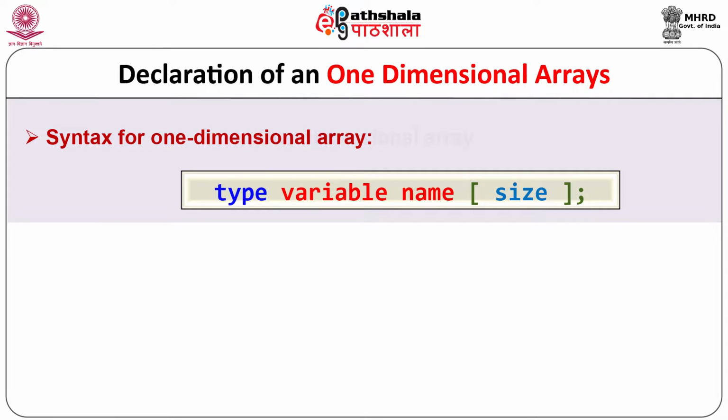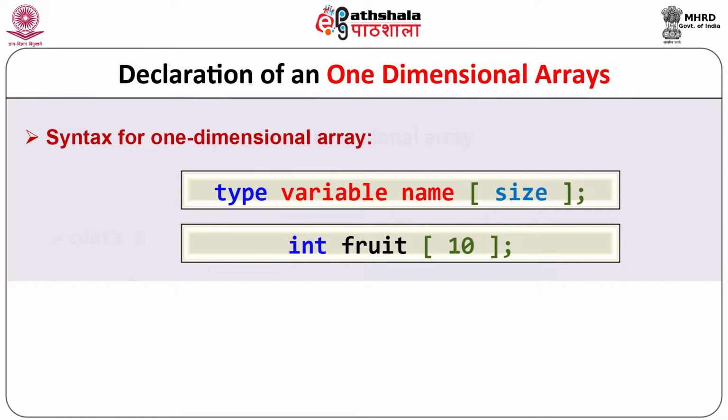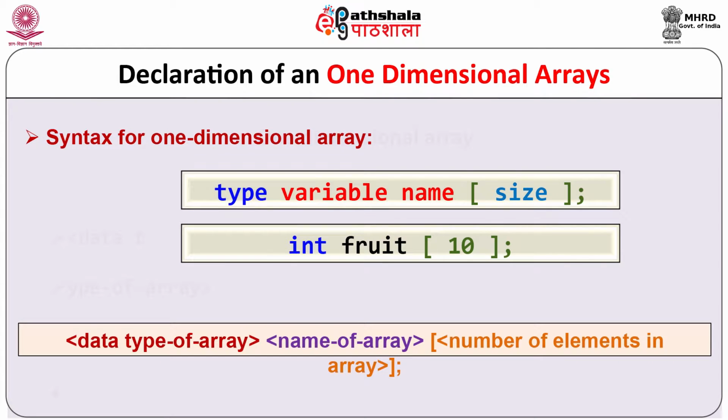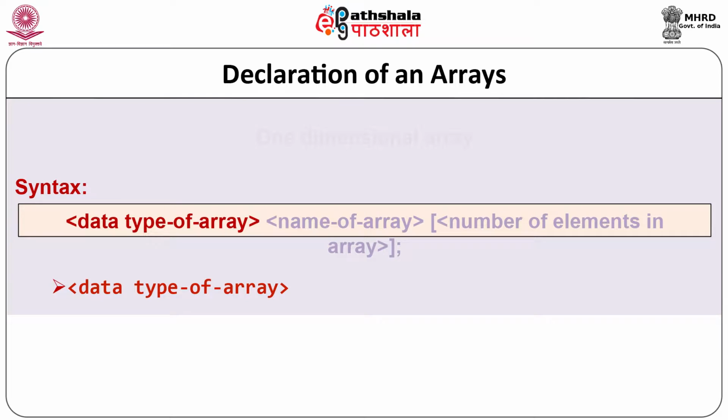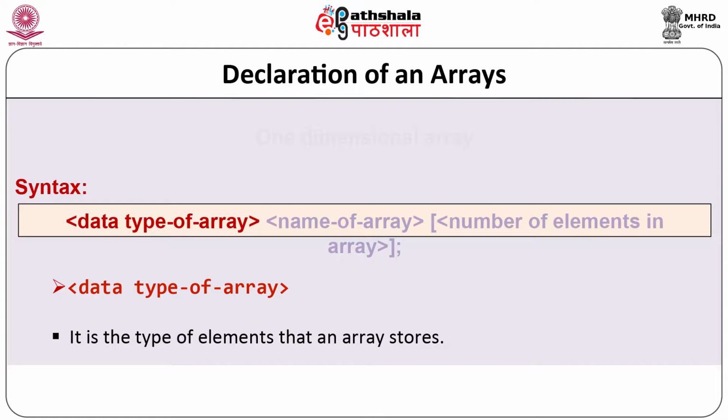Let us take a simple example. int fruit[10]. In this example, int is the type of array, fruit is the name of array and in brackets 10 means the size of array is 10. In the second syntax, you can see data type, array name in brackets, and number of elements in array. Data type is the type of element that an array stores.